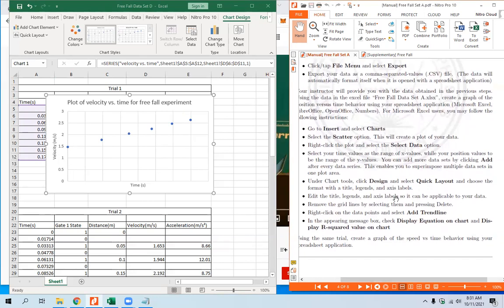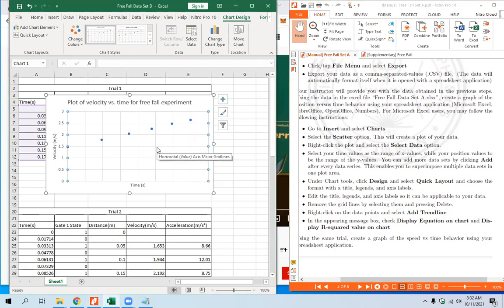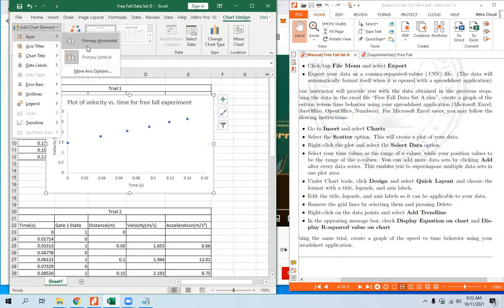ayan, enter title, legends, axis labels. You can remove the grid lines by selecting them and press delete. Ito, ayan, marami ako na-select. Delete, tapos may vertical grid lines din. Nawala yung axis. Nawala yung axis. Kapag ganyan, nawala yung axis, pwede nyong lagyan lang ulit. Dito sa add chart element lang din.